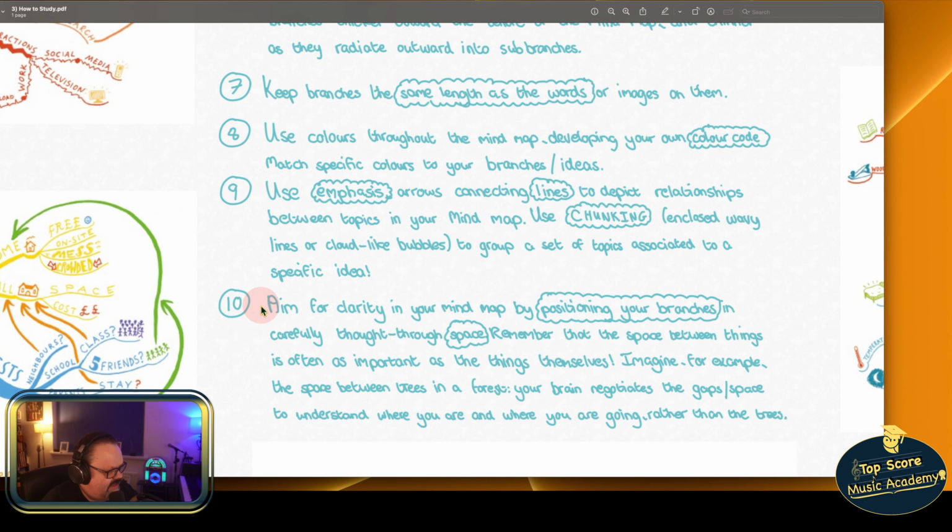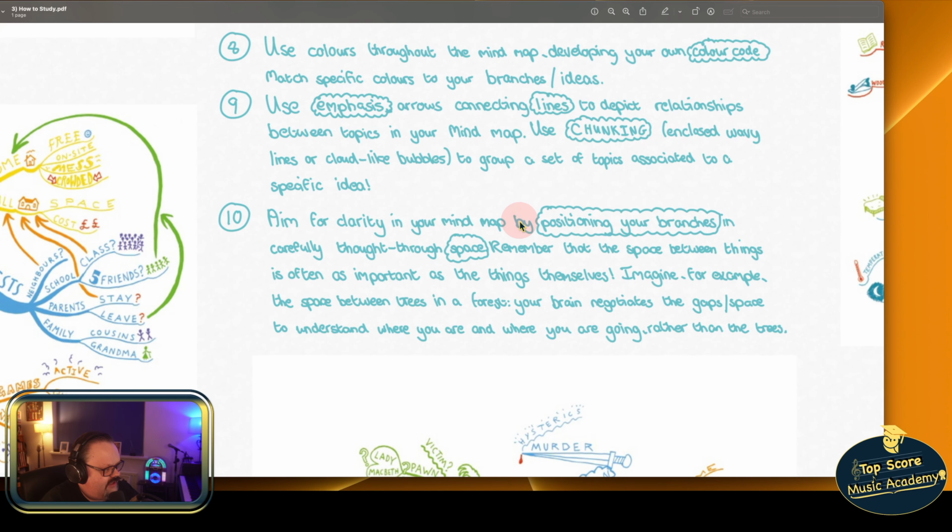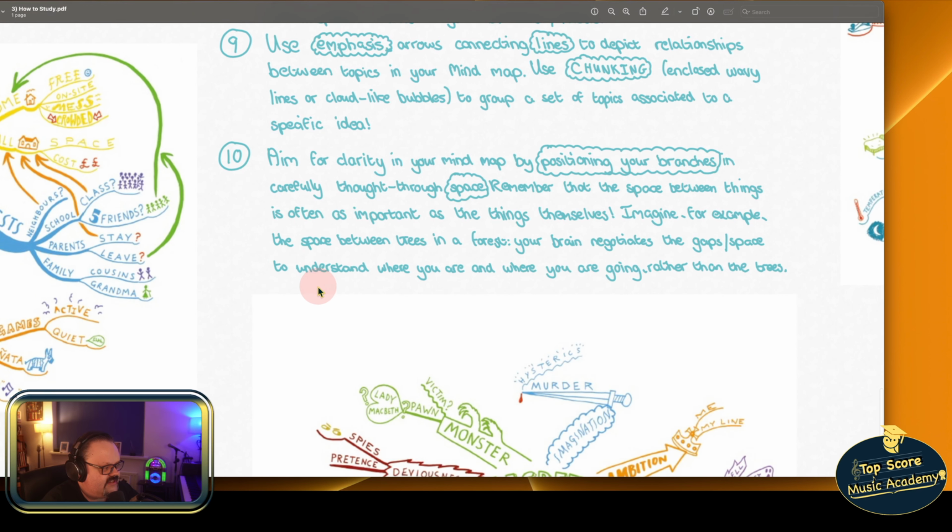And the last, guys, 10, aim for clarity in your mind map by positioning your branches in carefully thought through space. Remember that the space between things is often as important as the things themselves. Imagine, for example, the space between trees in a forest. Your brain negotiates the gaps or the space to understand where you are and where you're going rather than the trees.